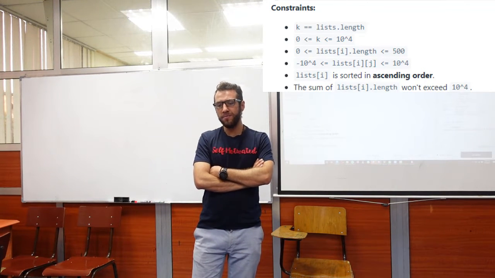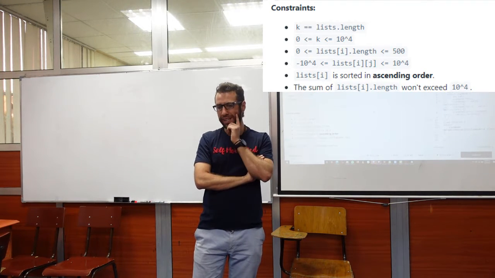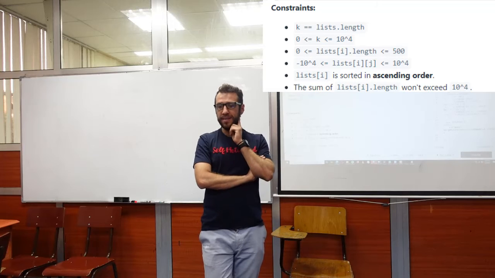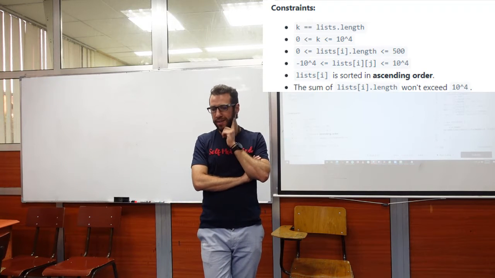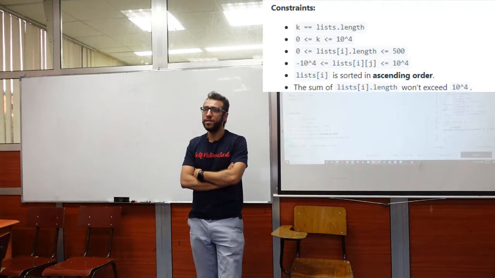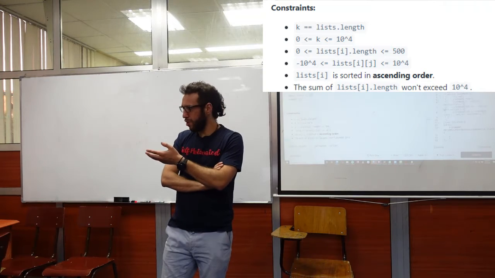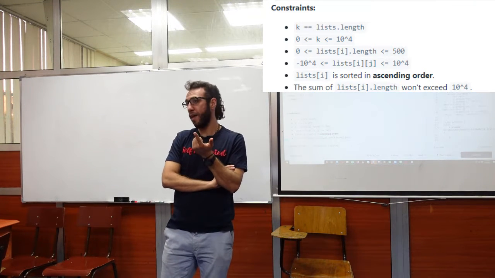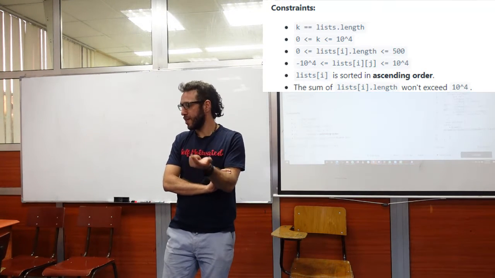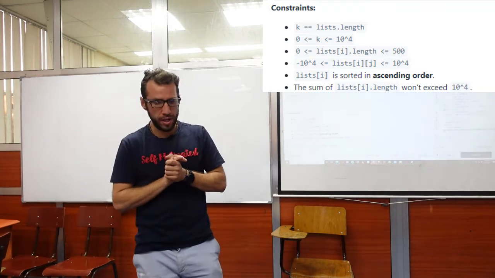Oh, actually, we are not going to have more than 10,000 elements. Because in the last constraint, it says the sum of list length won't exceed 10 to the power of 4, which is the total number of elements in all the given lists. So instead of thinking of 5 million, we are going to be thinking of 10,000 because of the last constraint. There won't be more than 10,000 elements in total.